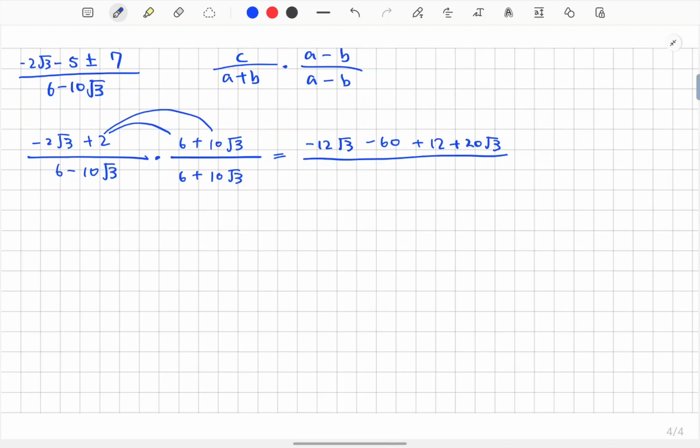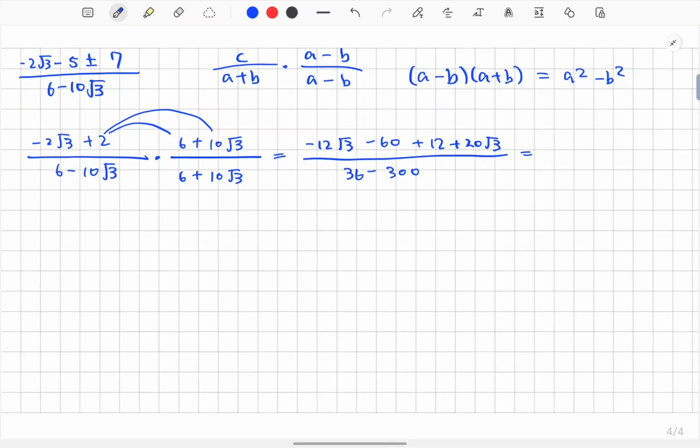For the denominator, we will use another binomial expansion identity. It is a minus b times a plus b, which is a squared minus b squared. The a here is 6, so a squared will become 36. And the b here is 10 root 3. The square of it will become 100 times 3. And the operation is minus. This will become 300.